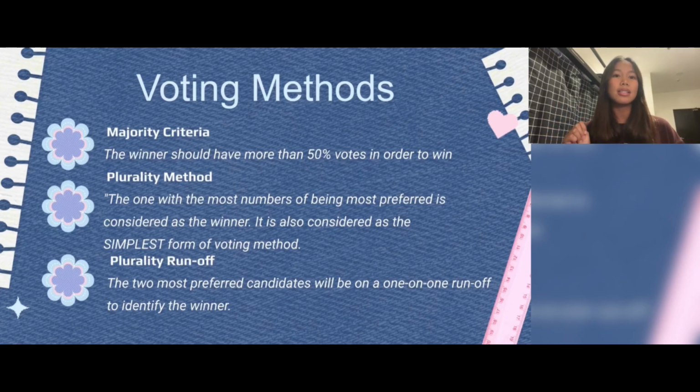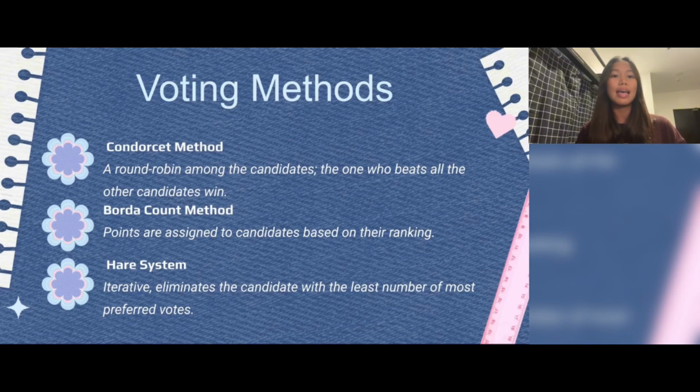Fourth is Condorcet method. This one's interesting. Each candidate competes head-to-head with every other candidate. If someone beats all the others, they're the winner. And fifth, Borda count method. Points are assigned based on rank. Higher ranks get more points. The one with the highest total wins, like scoring the talent show.